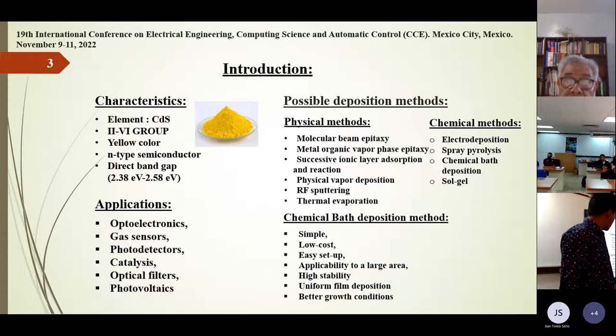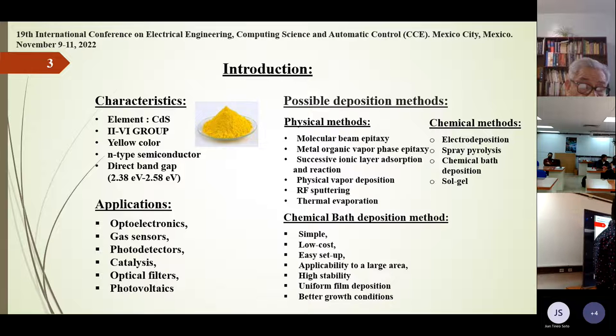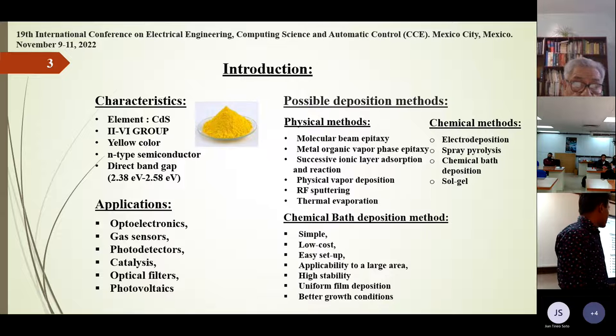There are various methods for synthesizing this material, which are divided into physical methods and chemical methods, depending on the conditions of the equipment, the nature of the equipment, the required thickness of the material, and so on. The physical methods include molecular beam epitaxy, metal organic vapor phase epitaxy, successive ionic layer adsorption and reaction, physical vapor deposition, RF sputtering, and thermal evaporation. The chemical methods include electrodeposition, spray pyrolysis, chemical bath deposition, and sol-gel.